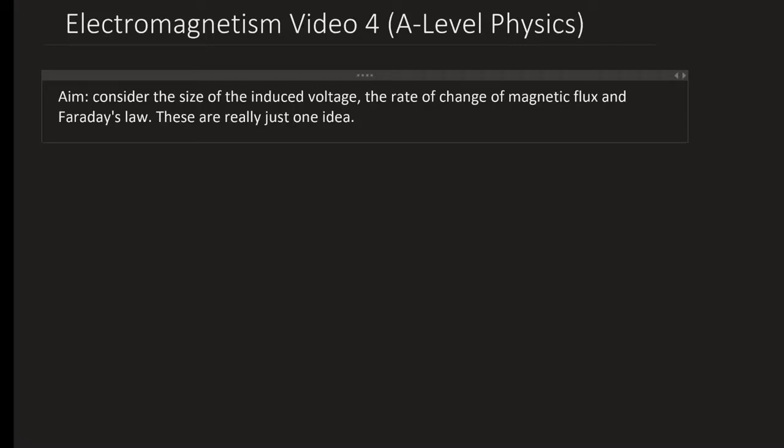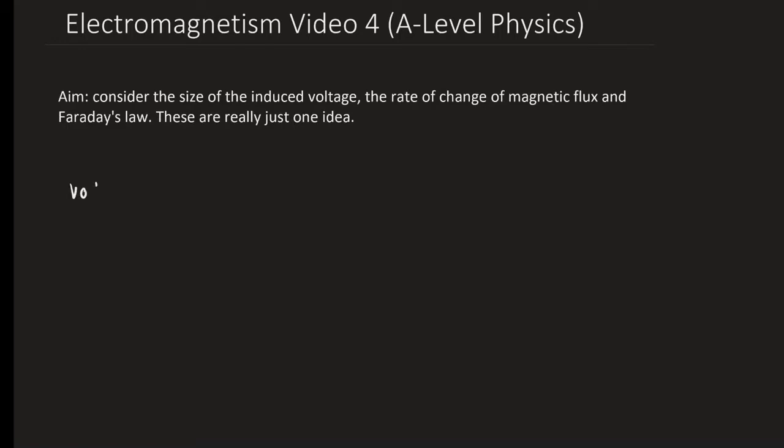This is the fourth electromagnetism video for A-level physics. The aim of this video is to consider the size of the induced voltage, the rate of change of magnetic flux, and Faraday's law. These are all really just one idea. In the previous three videos, we have studied flux and the effect of changing flux through a loop.